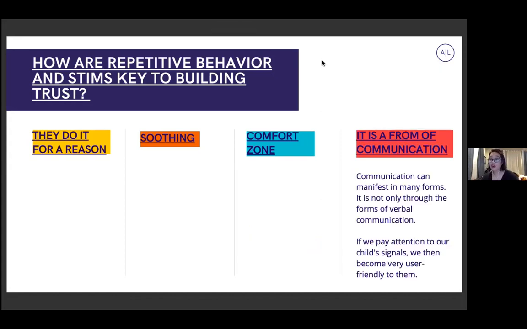Okay, so it is also a form of communication. Communication manifests in many forms. It is not only through verbal communication. If we pay attention to our child's signals, we then become very user-friendly to them. Okay, we have verbal and non-verbal communication. And these stims are actually signals.